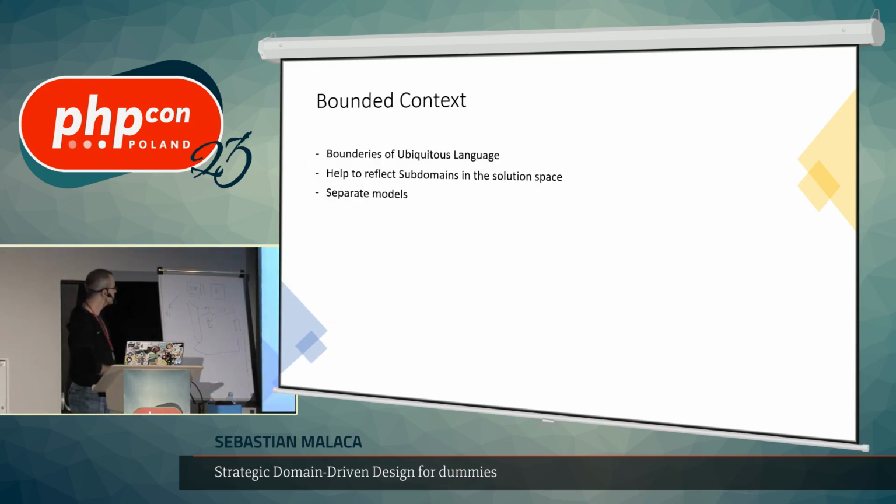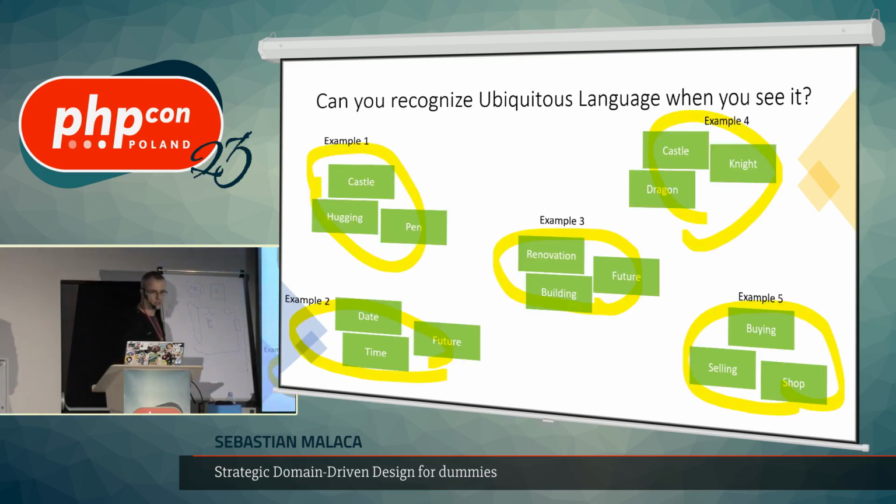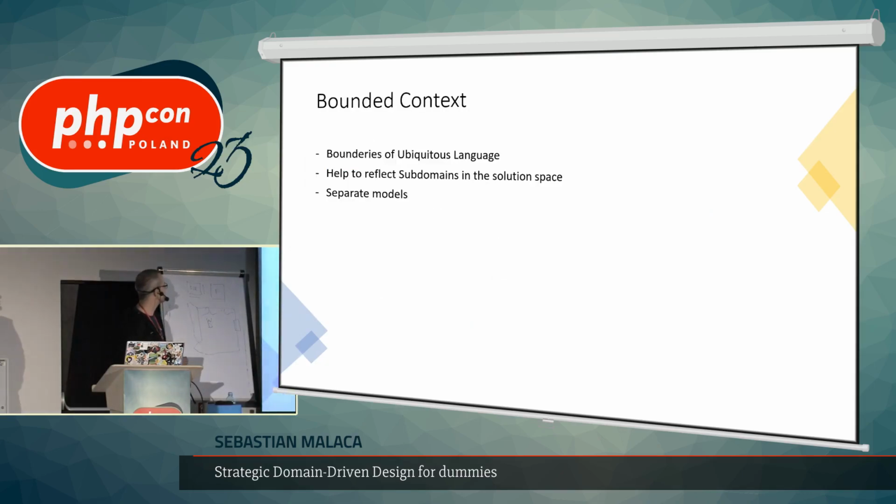Okay, so let's jump to the boundaries. Because those boundaries of Ubiquitous language have got a name. This is bounded context. And it helps us to reflect some domains in the solution space. So the naive approach, usually a good first step, is once I find all the subdomains, I create a bounded context for each and every subdomain.